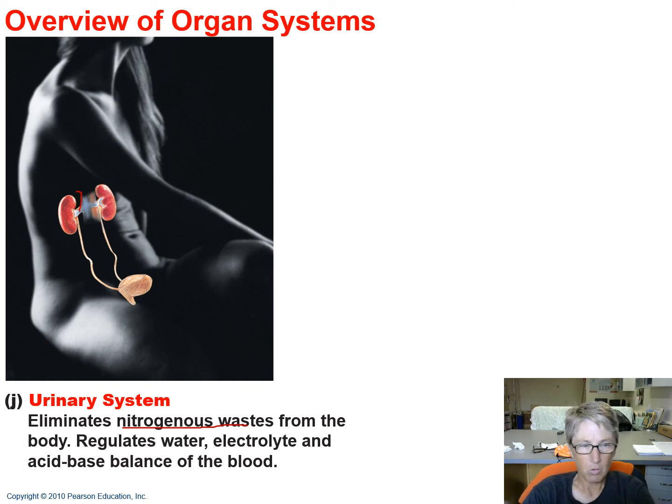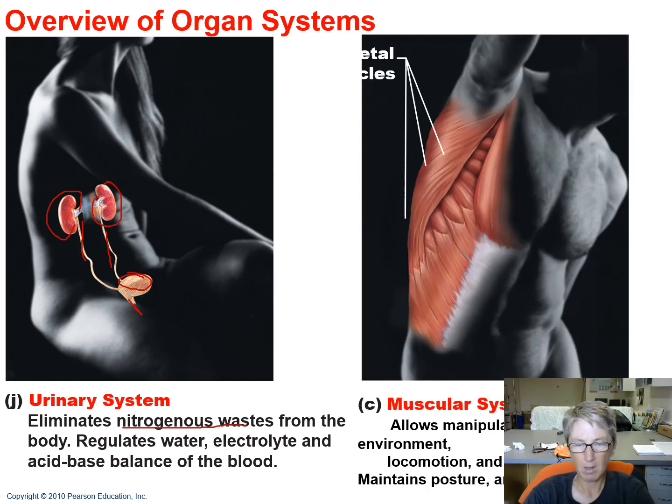So here's your two kidneys. Here's your two ureters. There's your bladder, and there's your urethra. So the urinary system regulates water, electrolytes, acid-base balance. The muscular system obviously allows manipulation of the environment so that you can move your arms and legs, and if your environment is such that there's a ball in front of you, you can kick it. That's manipulating your environment. So it allows you to move.